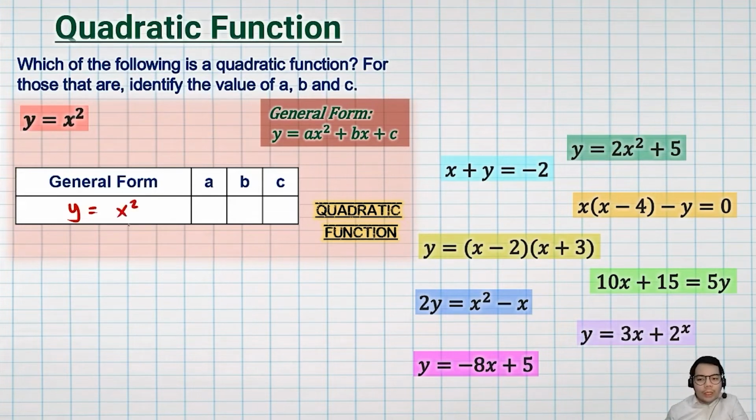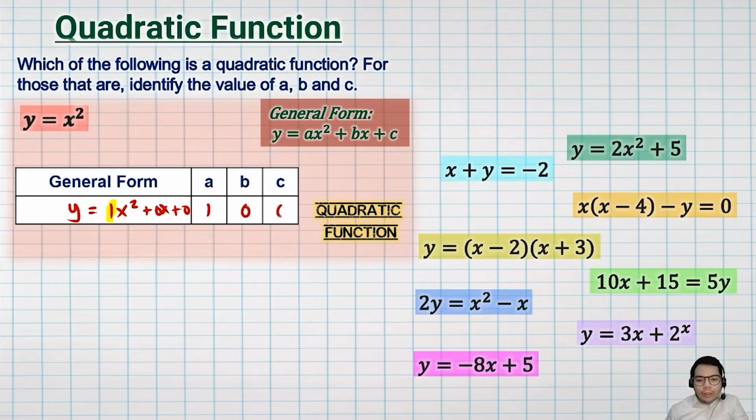So, ano ngayon? Wala tayong a, meron. Ang a natin ay 1. Asan yung b? So, ang idea niyan is parang plus 0x plus 0. Since 0 yung katabi ni x, yun yung b natin.